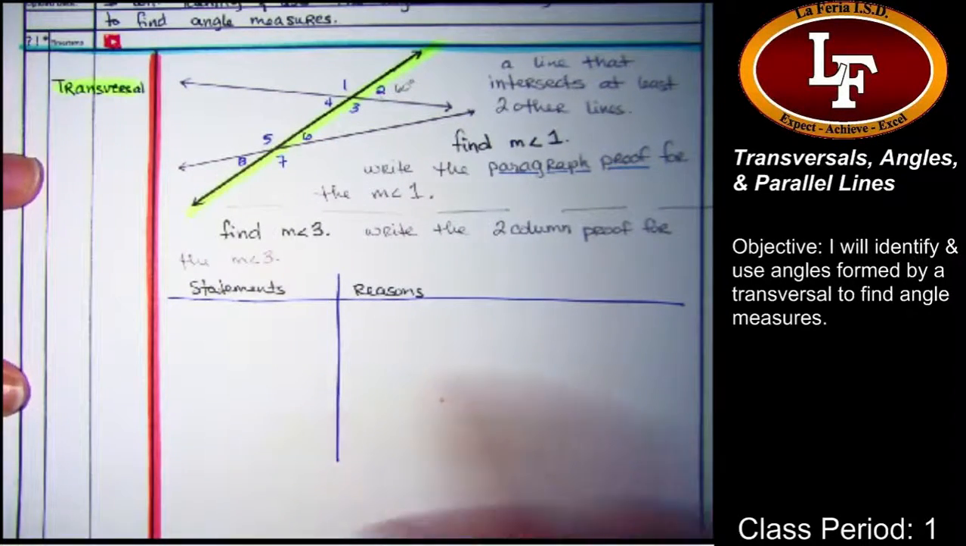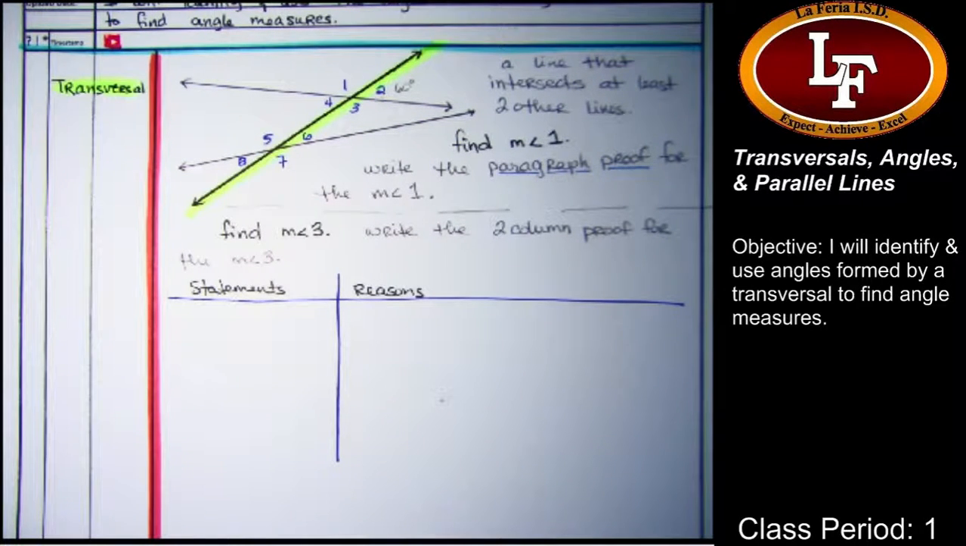All right. So what's our first statement? Always start with the most basic. Always start with what's given. What's our first statement?